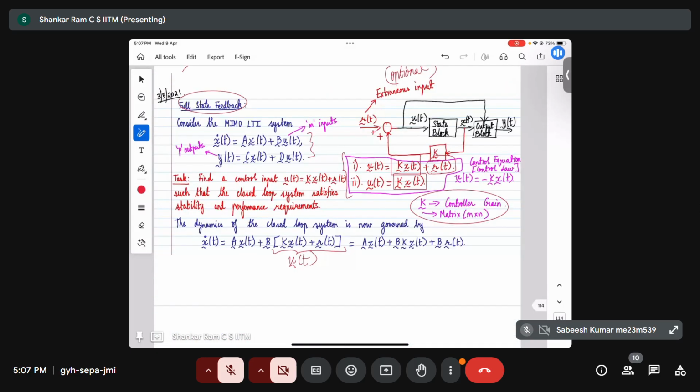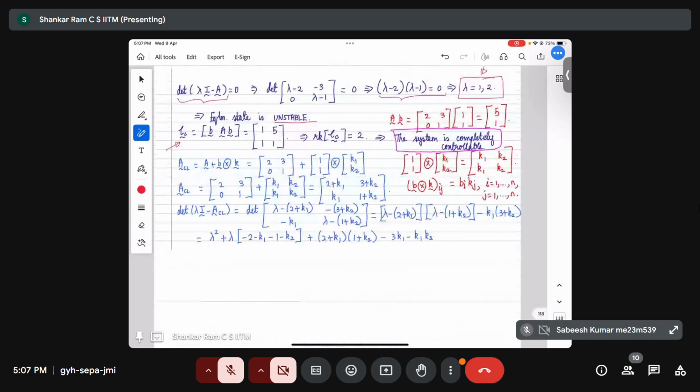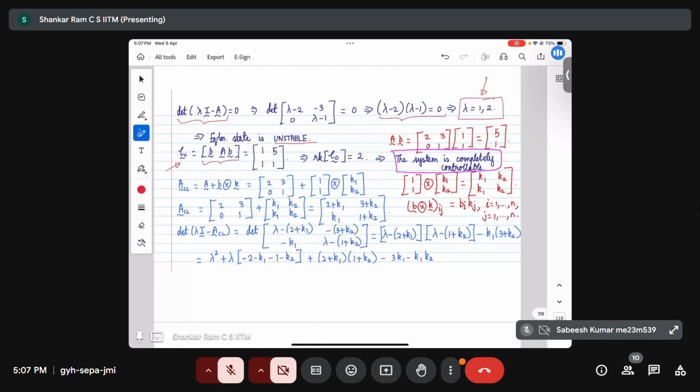So if we go back to our example, we have the controllability matrix to be B and AB. We calculate AB. For that, we multiply the matrix A with the vector B. And if we look at this, we see that the two columns are not multiples of each other. If we take the determinant, it comes to be -4. Okay, it is not 0. So the rank of the controllability matrix is 2. Consequently, the system is completely controllable.